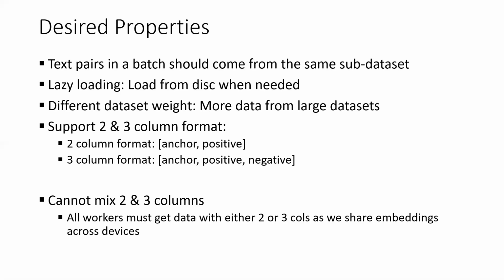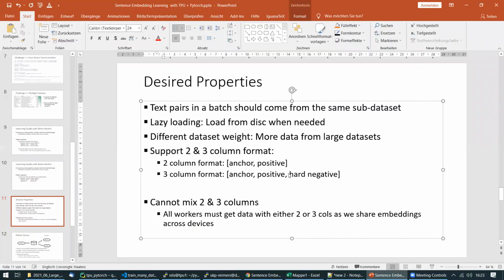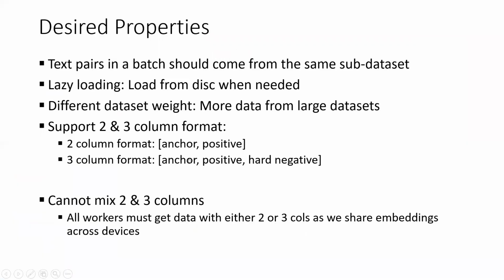Question. Yes. It doesn't matter where the negative comes from. It can come from any data set or sub data set. For the 3-column format, the negatives are actually hard negatives. So the hard negative is similar to the anchor. Think of some question about Python, like how do I sort a list in Python? The positive would be the right answer, and the hard negative would be a text about Python, but not answering the question. So the intuition is that the hard negative is really close to the anchor, but does not match the anchor as well as the positive.